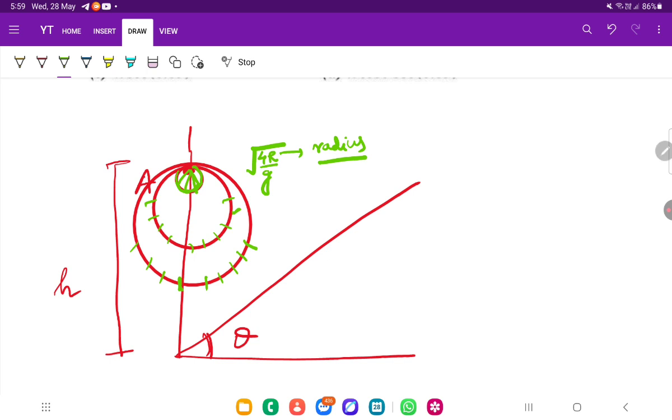But none of these circles are reaching the inclined plane, so I have to take a circle of adequate radius which will reach the inclined plane surface. So let me draw that circle. In fact, in that case also we have infinite possibilities of circles. I will tell you in what case it will be minimum.